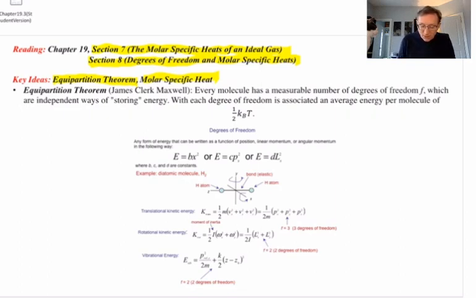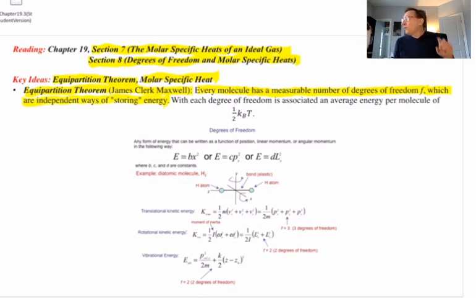We need this result called the equipartition theorem, proved in the 1800s by James Clerk Maxwell. That's how you pronounce that. And here's what the theorem says. Every molecule has a measurable number of degrees of freedom, F. So F is a number, an integer. 1, 2, 3, 4, 5, 6, 7, 8, 9. F denotes how many degrees of freedom a molecule has. What's a degree of freedom? Well, loosely speaking, it's a way of storing energy, although I'm going to get more specific than that.